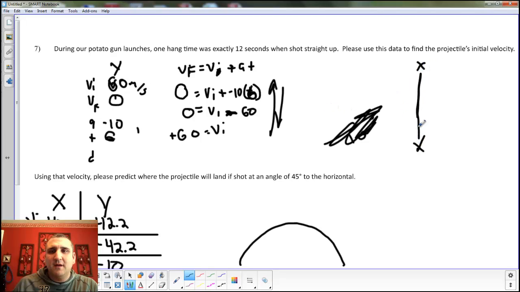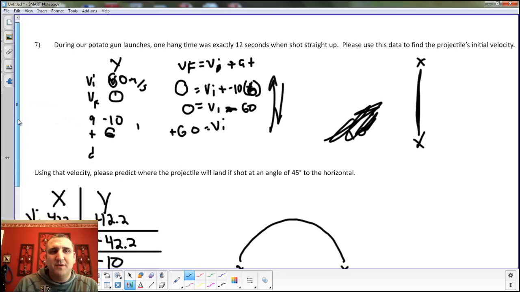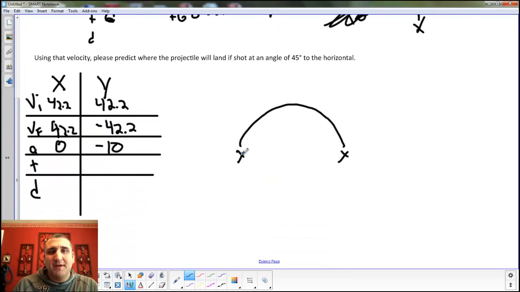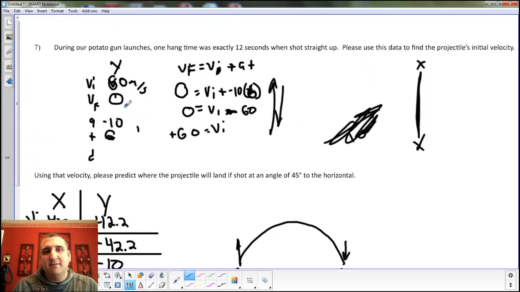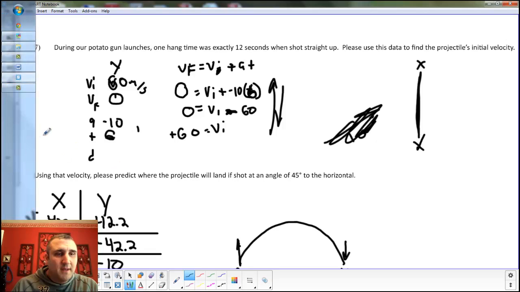That's why we use the VF of 0 there. Here, I want to know from when it's got a VI of 42.2 going up to when it's coming back down with negative 42.2. We're looking for that whole time. So that's why you see the opposite velocities here and the 0 for the final velocity there. We're looking at different points in time for the particular projectile. Come back down. All right, so let's erase this.